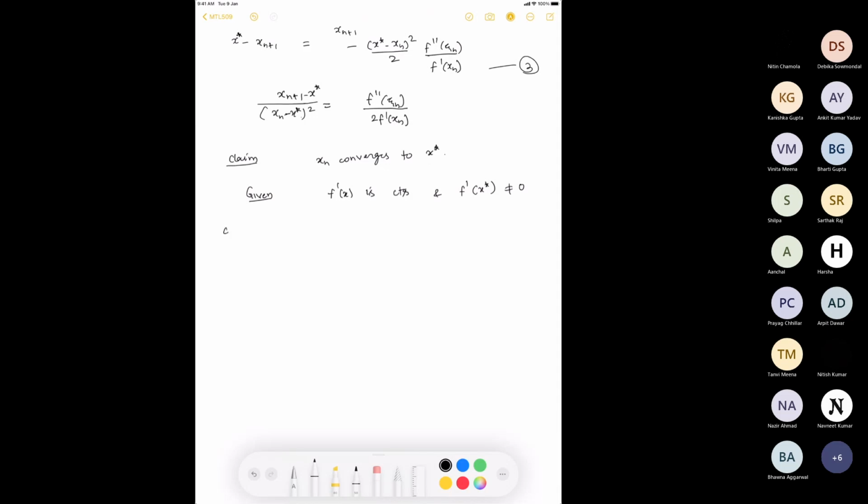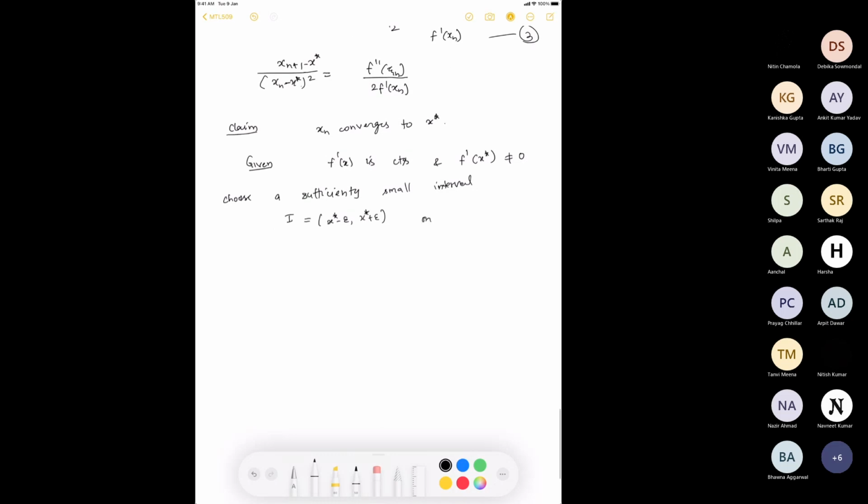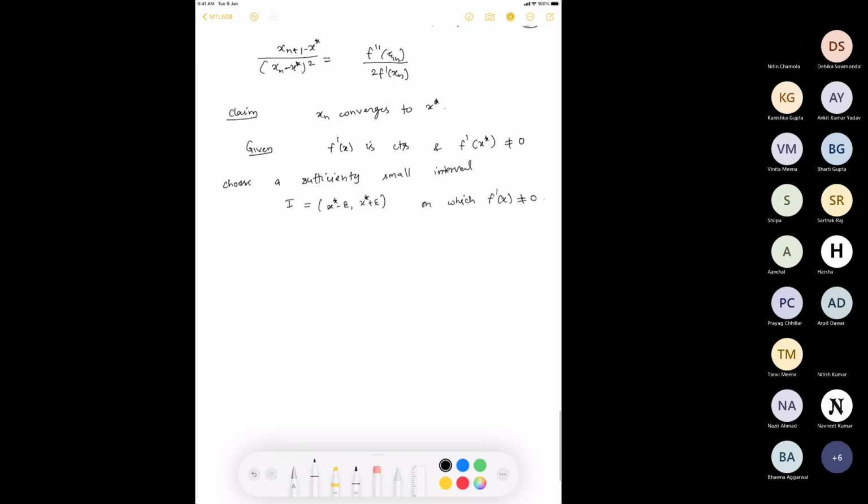Right? So we will find a sufficiently small interval. Let's call it x star minus epsilon and x star plus epsilon. And let's call this interval I, on which f prime of x is not equal to 0. Okay.